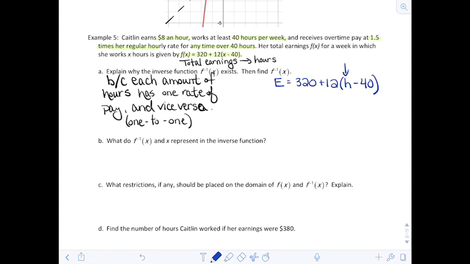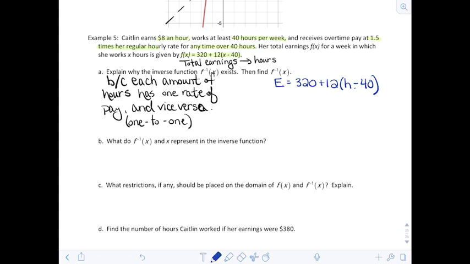So if you think of h as being 40, that's going to give me 0 in there. And so your base pay would just be $320 for that week for 40 hours. Now, it's only after you go over 40. So in other words, if you worked 42 hours, you would subtract 42 minus 40 to get 2 hours of overtime and multiply that by 12 and then add your base pay of $320 to that. So just to help you understand how that formula is working to get earnings.